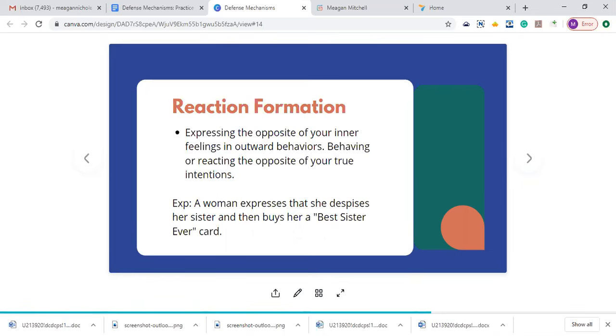An example here is a woman comes to you in a therapy session and she says, I really cannot stand my sister. I hate being around her. I'm in a bad mood. I just despise her. But then in the same breath, she says, but you know, it was her birthday, so I got her a best sister ever card. So this client's actions would be completely opposite of the way she's feeling. She's feeling anger, disgust, not feeling positive about her sister, but her actions would be completely opposite, showing that she really thinks her sister's wonderful and all of that.